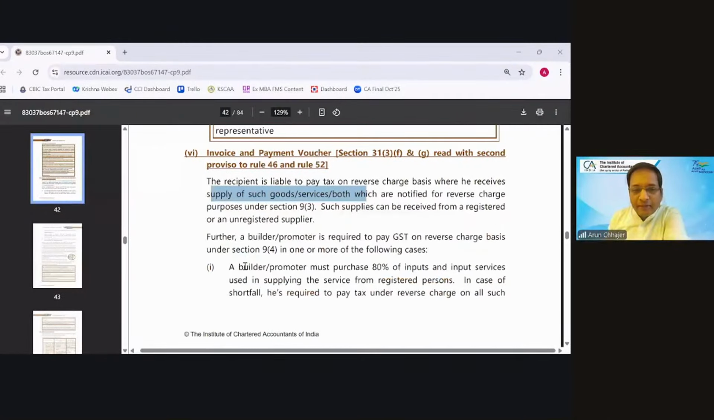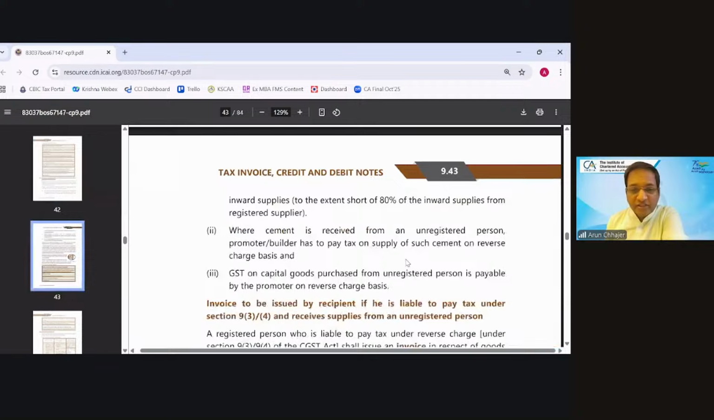By which we can say the builder or promoter developer has to purchase 80% from registered parties, and the rest 20% can be from unregistered parties. If there is a shortfall, then they have to pay the tax under reverse charge. Same for cement: 100% from registered parties. If anything is from unregistered, it will be under RCM.